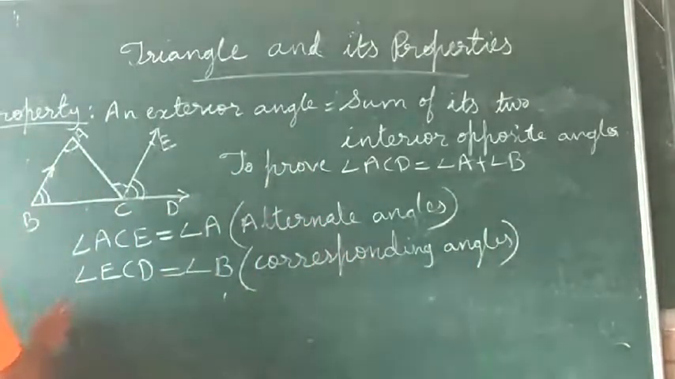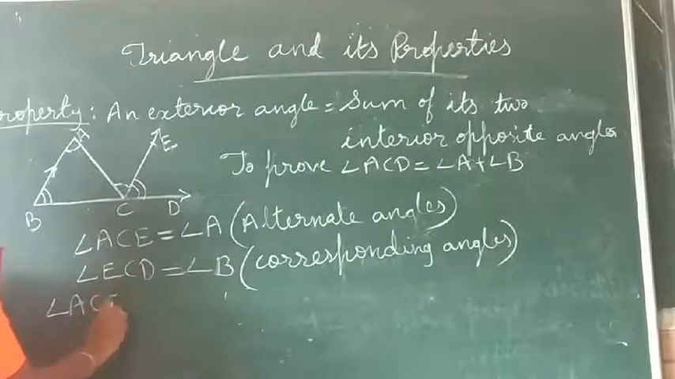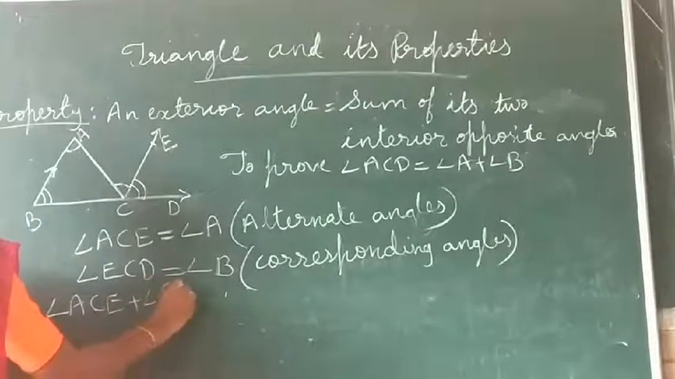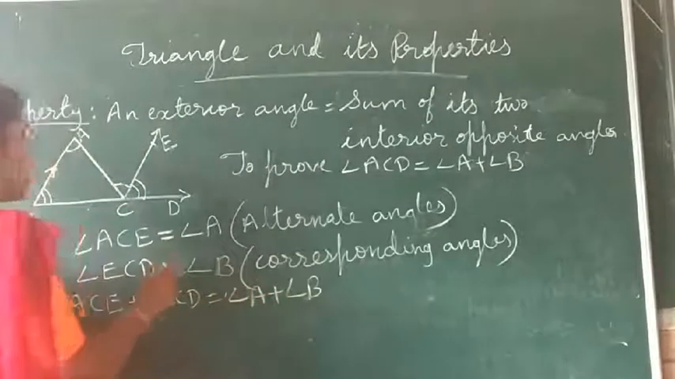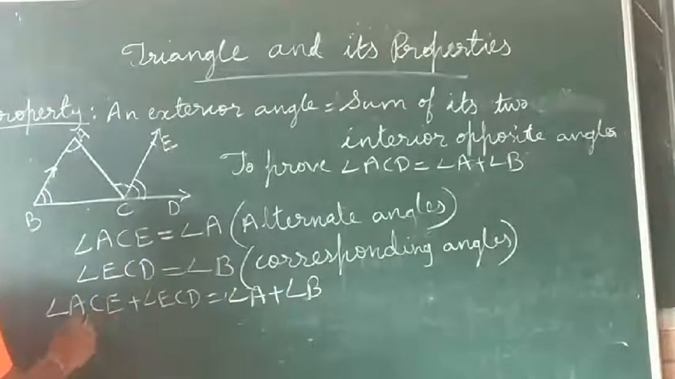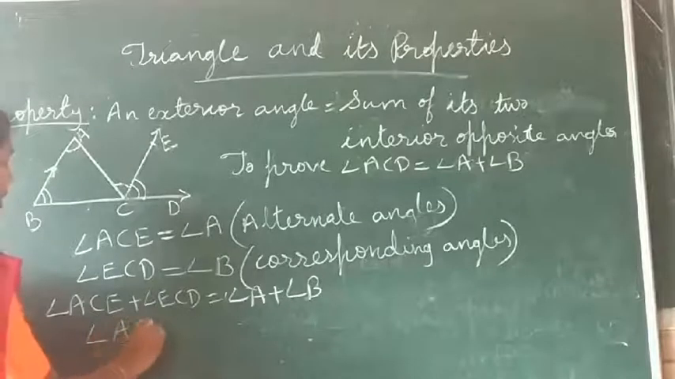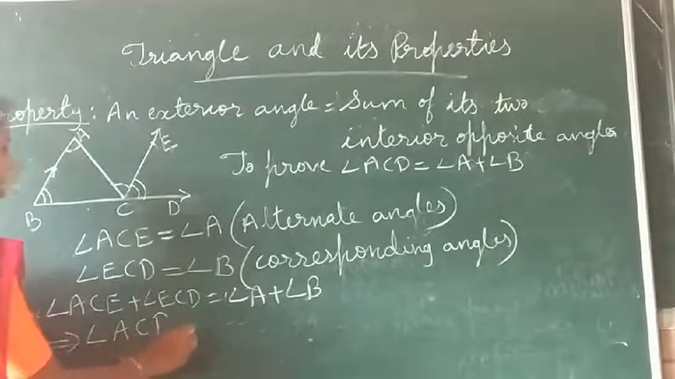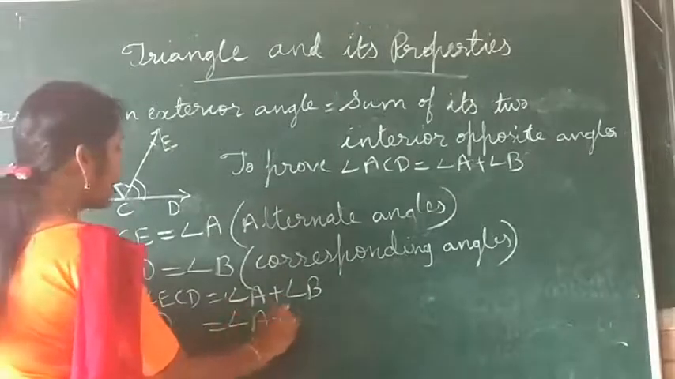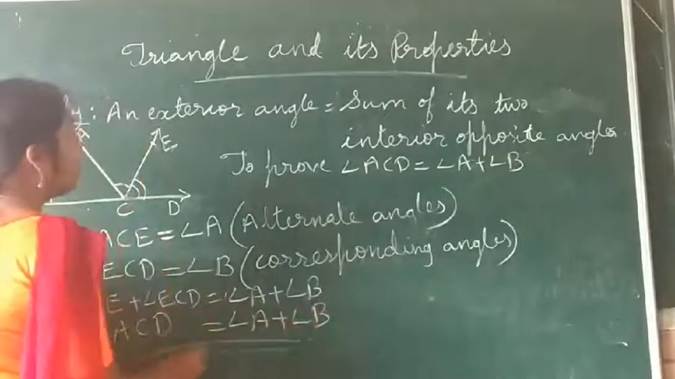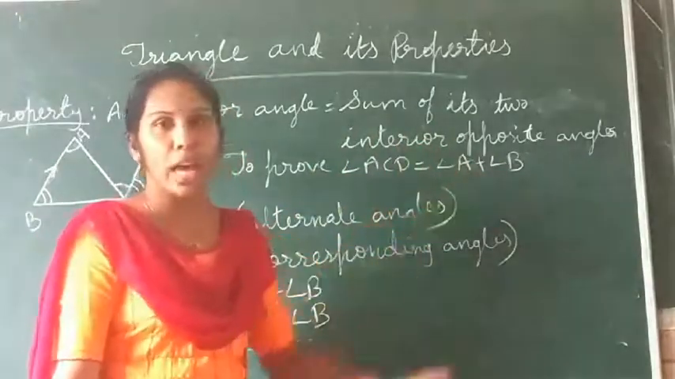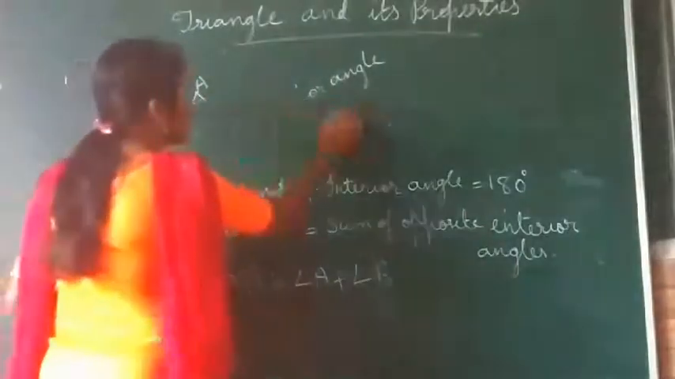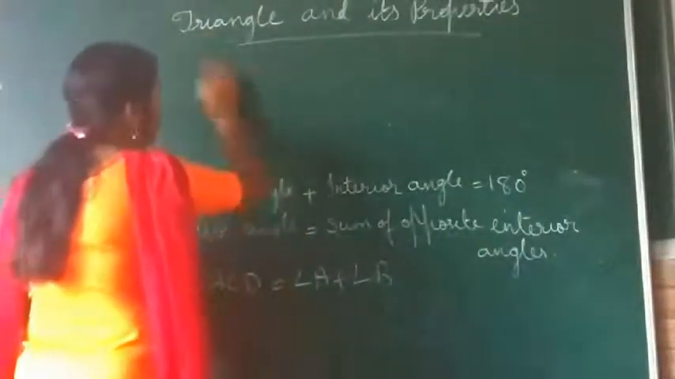Now angle ACE plus angle ECD is equal to angle A plus angle B from both of these statements, and angle ACE plus angle ECD is equal to angle ACD. That implies angle ACD is equal to angle A plus angle B. This is the proof of the property that in a triangle an exterior angle is equal to the sum of its two interior opposite angles.